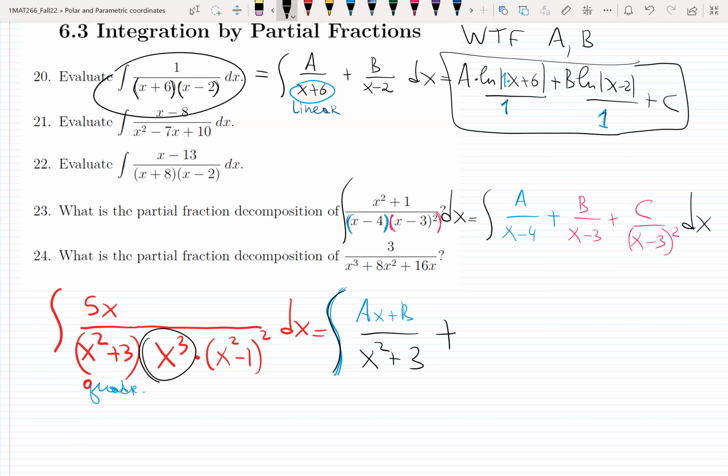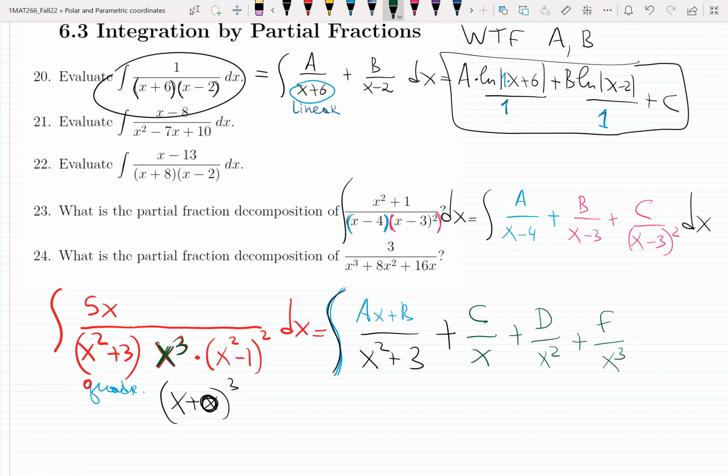Now, x cubed is linear repeated. We don't treat it as a cubic function. We treat it as x plus 0 cubed, and it's linear repeated 3 times. So it's going to be c over x plus cubed. That is interesting. To be honest, you can treat it differently, but the answer will be the same. But this is the easy way to remember.